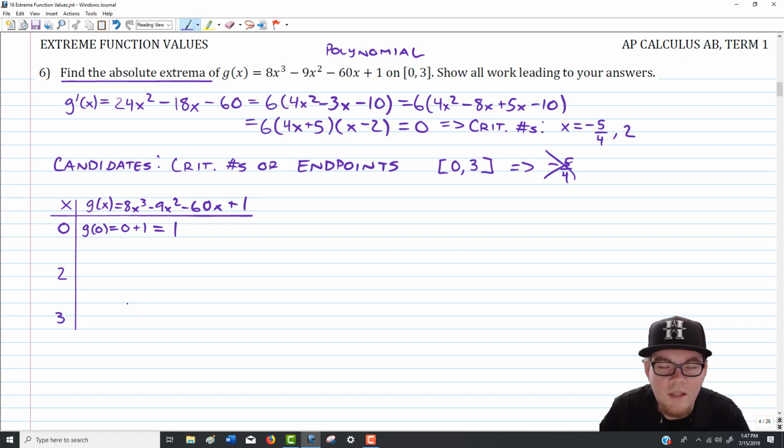So now having one value tells us nothing. This could be the max, this could be the min, this could be the middleist. Like the middleum, that's not a word, but it could be. Let's look at 2 instead.